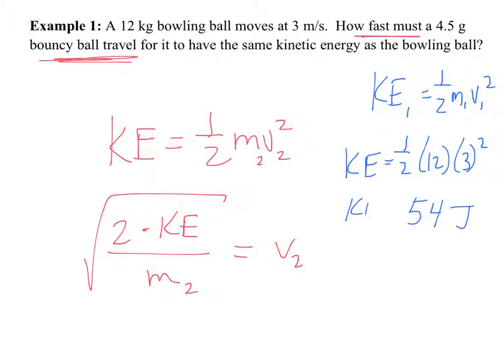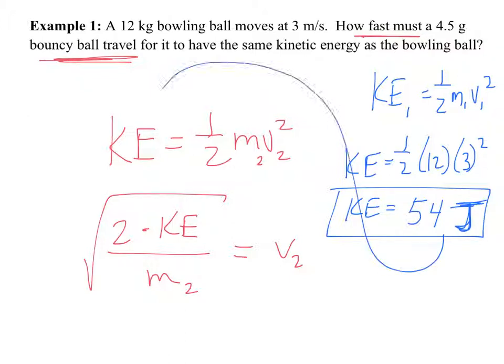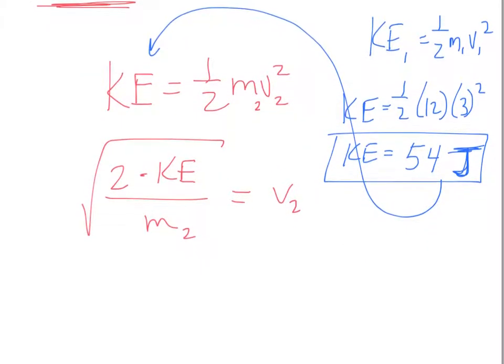Again, this kind of stuff, please don't waste your time on a calculator. You can do it faster in your head. So 54 joules is the amount of energy that the bowling ball has. Well, if we want them to have the same kinetic energy, I could set that equal, right? I could take this 54 and make it the energy that the bouncy ball has. So now my equation becomes a lot simpler.